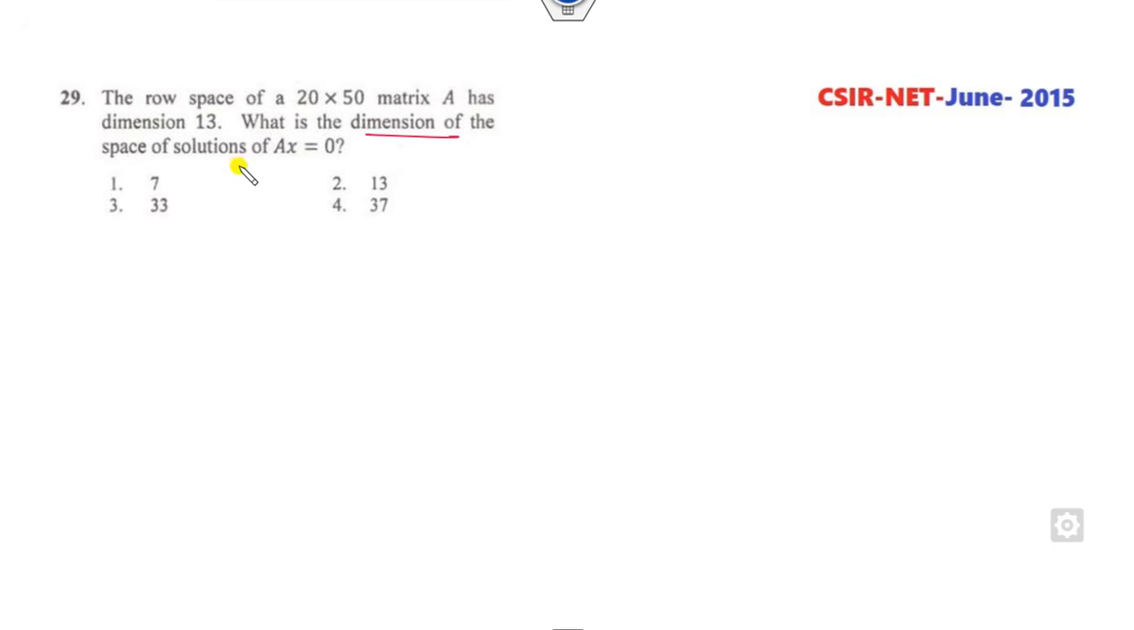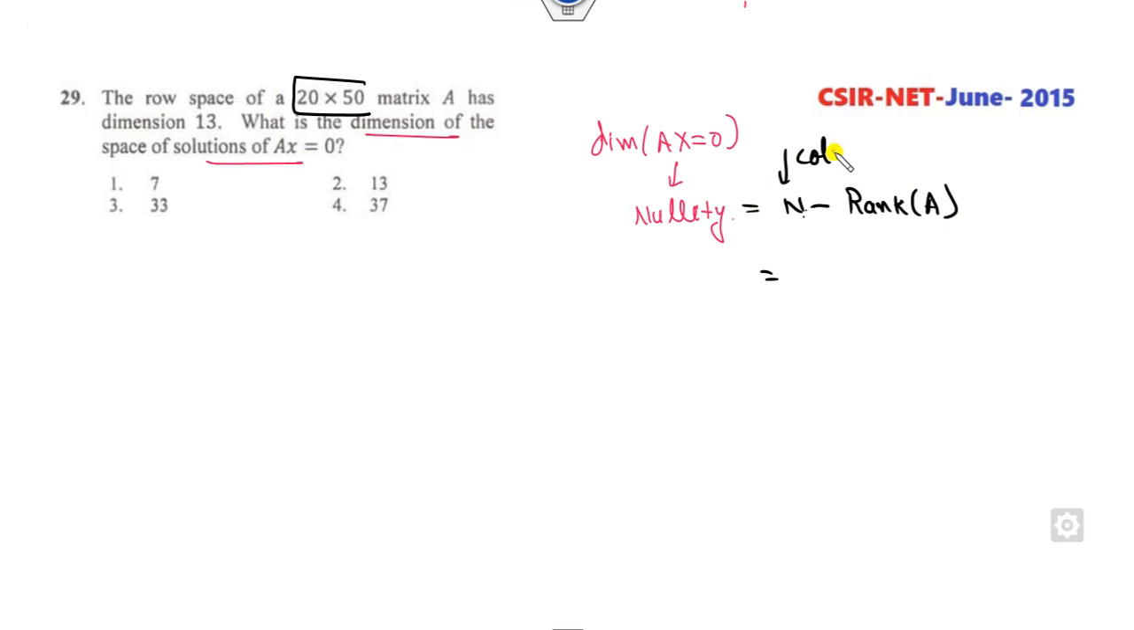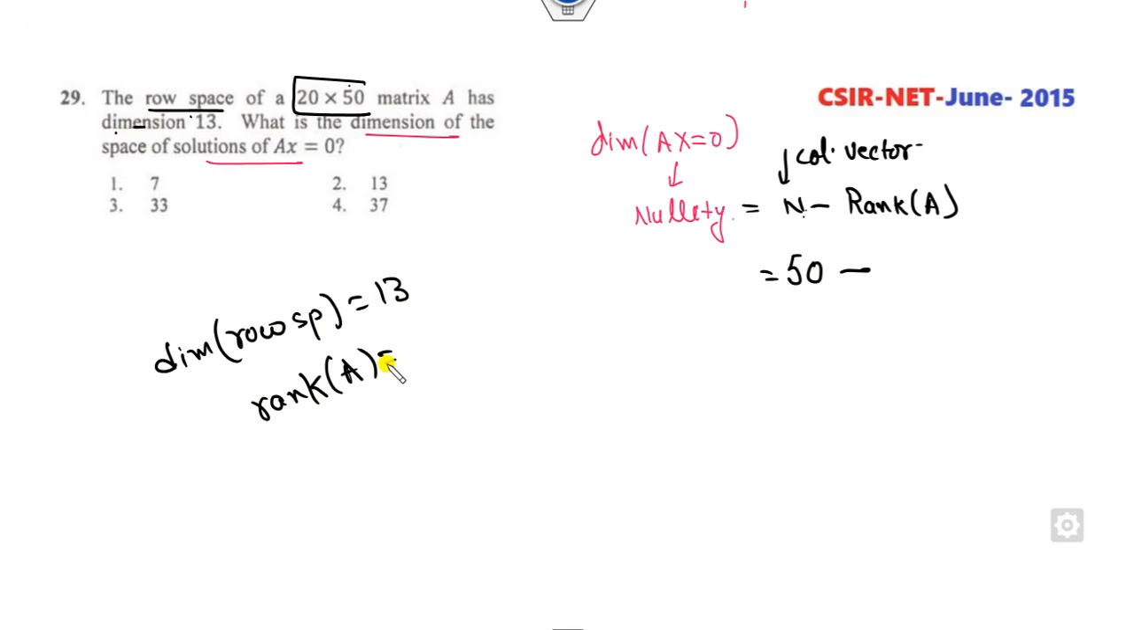Okay, you have to find the dimension of this Ax is equal to 0. What is the meaning of that? They are talking about the dimension of the nullity. How do you find the dimension of the nullity? Dimension of the nullity is n minus rank of the A by the rank nullity theorem. What is the n? Number of the column vectors. Number of the columns is my 50. What is the rank? Row space has dimension 13. What is the meaning of that? Rank of the A is also 13. So the right answer is 37. So D is my correct option.